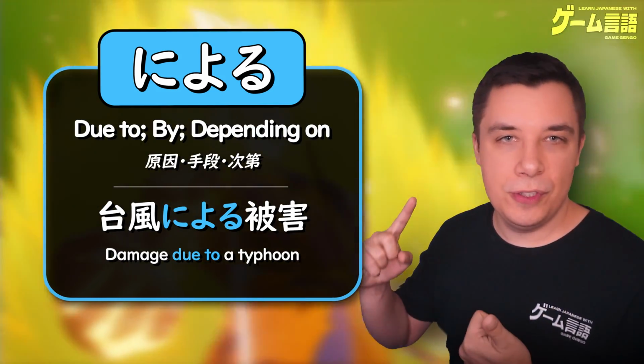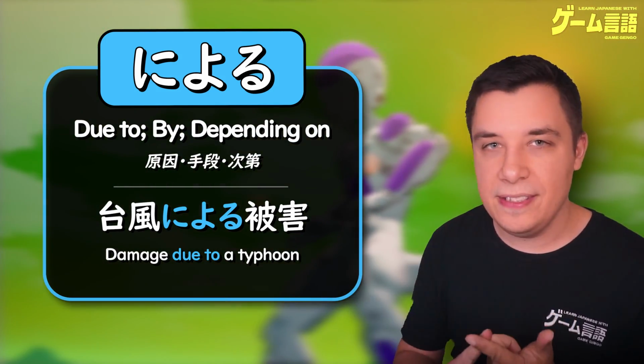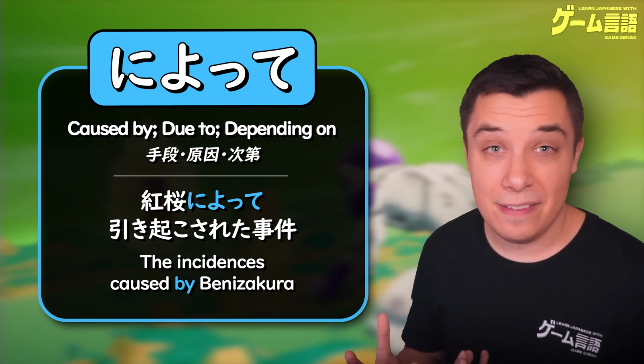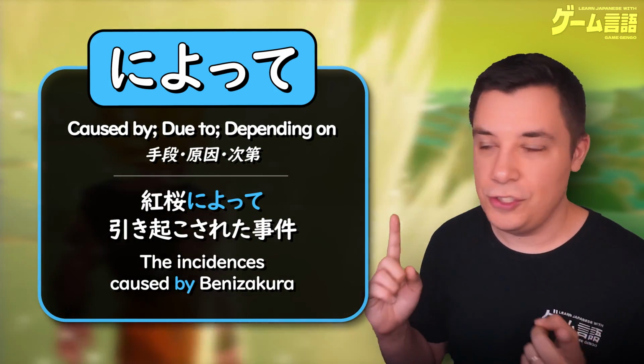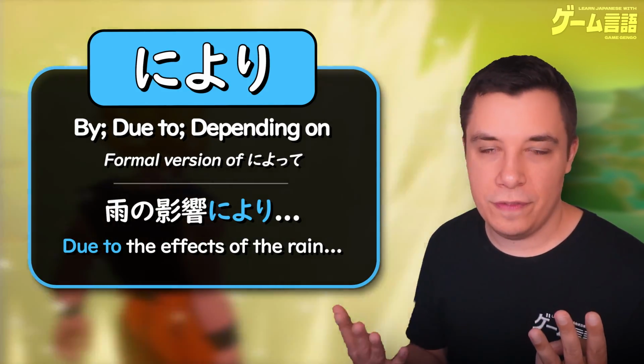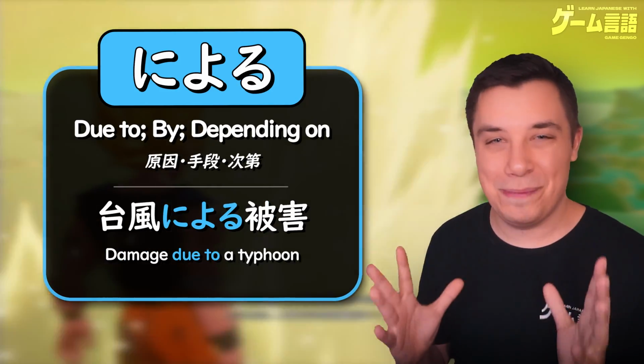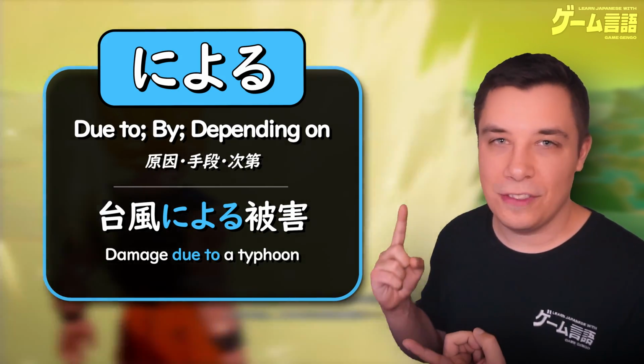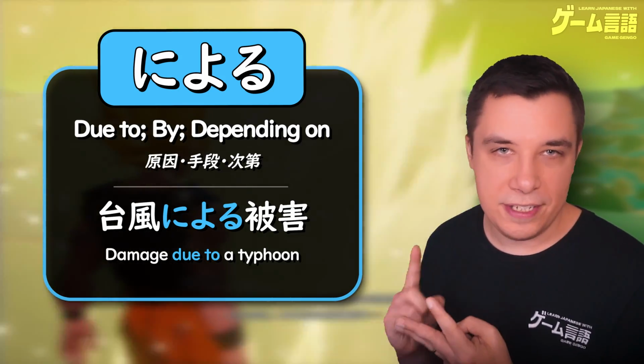Just remember that it can be used to express the cause or the means. You can use niyotte, the te form, with any of the meanings, due to, caused by, or depending on. And you can use the more formal version of the te form, niyori. So hopefully that's pretty straightforward. Niyoru is used to mark the cause, the means, or depending on something.